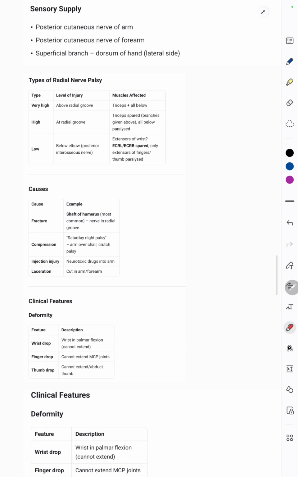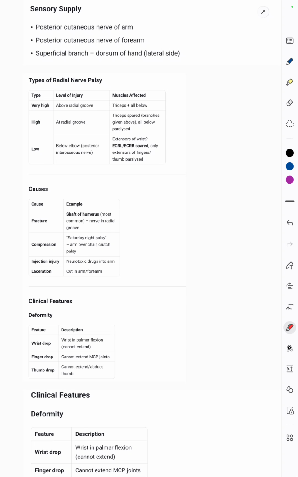Then the types of the radial nerve palsies. The very high radial nerve palsy presents above the radial groove. The triceps and all the muscles below are going to get affected. In high radial nerve palsy, it happens at the level of radial groove, and here there is a wrist drop present. And in case of low radial nerve palsy, that is below the radial groove and all below, that will lead to finger drop, thumb drop, wrist drop.